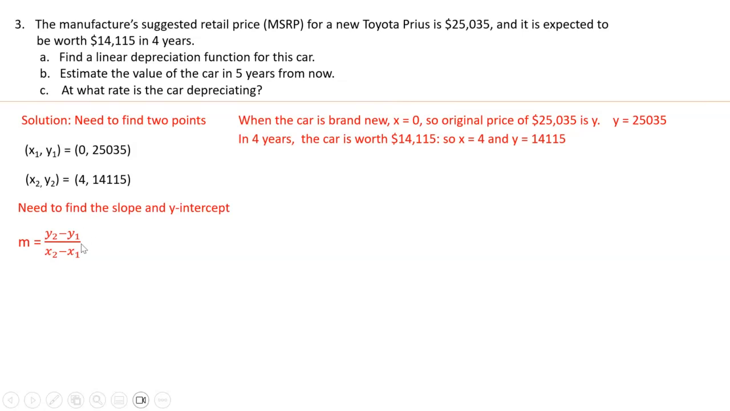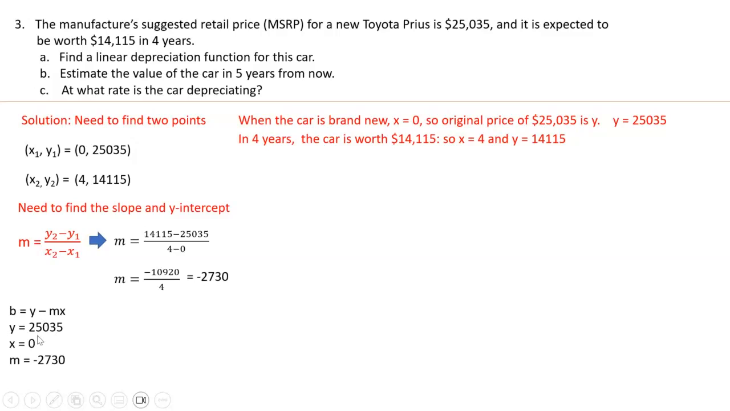Now for the slope, we follow the formula as we did, I think, on problem number 2. This is x1, y1, x2, y2. So it'll be y2 minus y1 over x2 minus x1. This will give us negative 2,730. Okay, that's my slope.